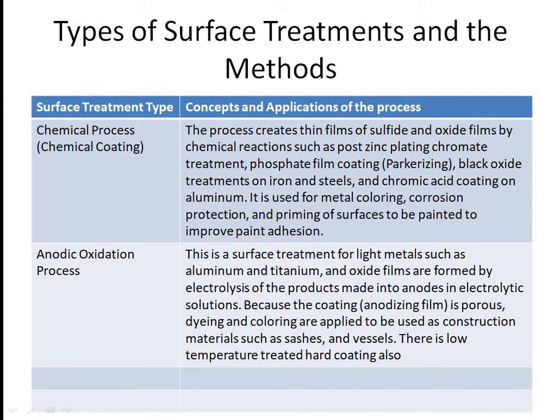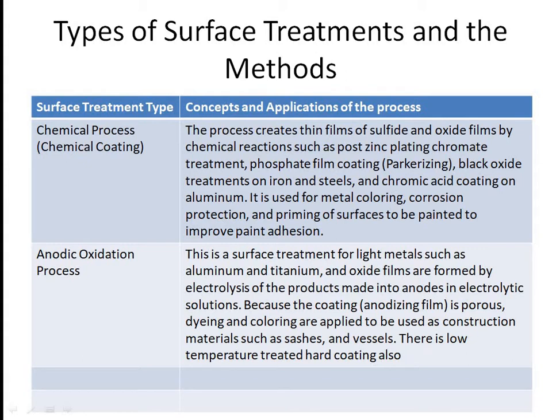Now what is meant by chemical coating? The process creates a thin film of sulfide and oxide films by chemical reactions such as post-zinc plating chromate treatment, phosphate film coating, also called parkerizing, black oxide treatments on iron and steels, and chromic acid coating on aluminum. It is used for metal coloring, corrosion protection and priming of surfaces to be painted to improve paint adhesion.